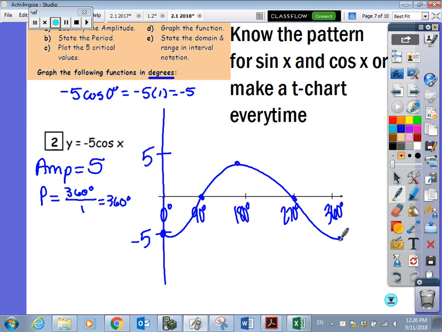Yes, ma'am. How do you know to multiply the 5 by the thing? I just use the formula, this.